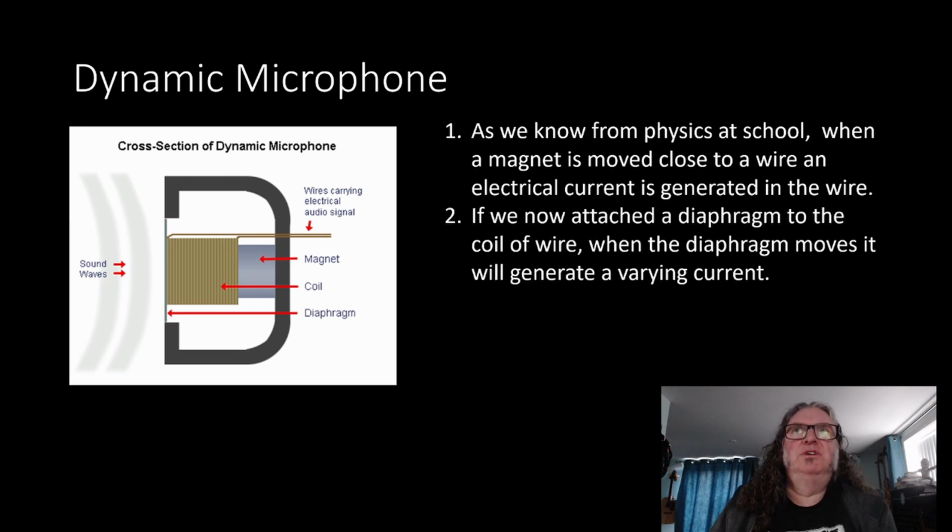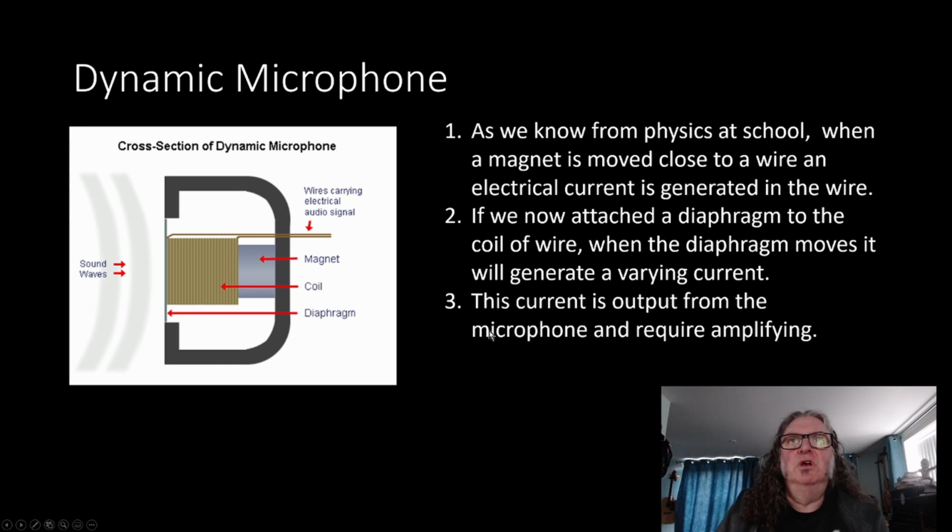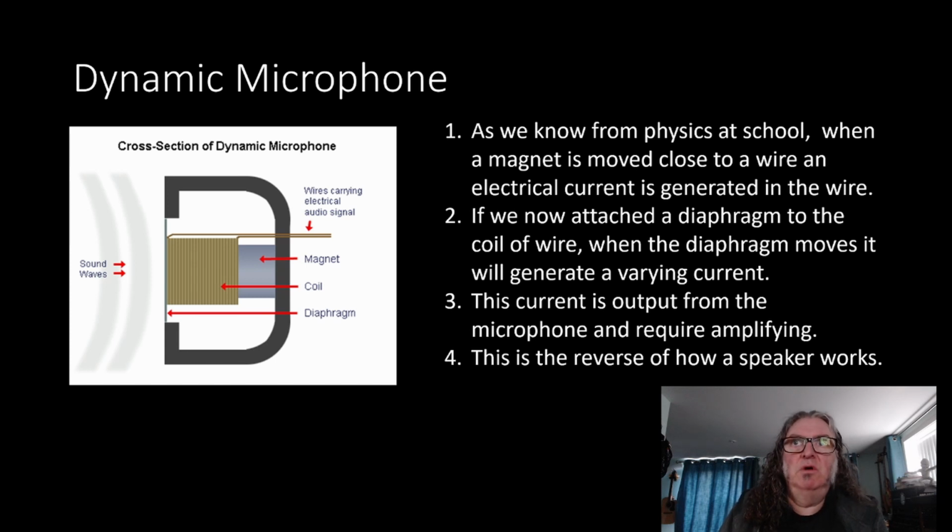Now, if we attach a diaphragm to this coil of wire around the magnet, when that diaphragm moves, it's reacting to sound pressure waves, or air pressure, or whatever you want to call it today. When it moves backwards and forwards, it'll be generating a voltage. The only hassle with this is that the current output from the mic is tiny, and this is one of the drawbacks of a dynamic microphone. This is the reverse of how a speaker works.